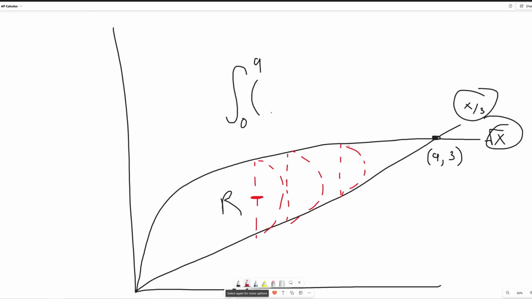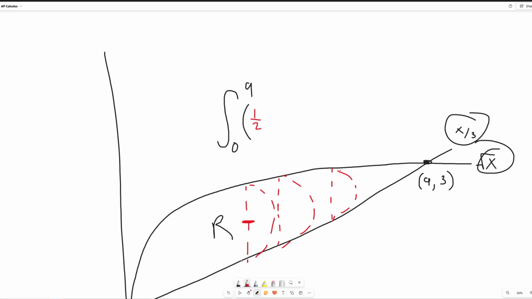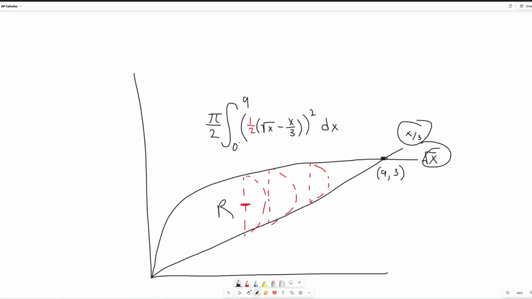So, 1/2 square root x minus x over 3, squared, dx, and then you can have your pi over 2 on the outside. And then this will be your answer. So remember, you have to take the value between these two, not the entire value, and square it. That's your radius for a semicircle. Because the radius for a semicircle and, like, r for a square are going to be different.